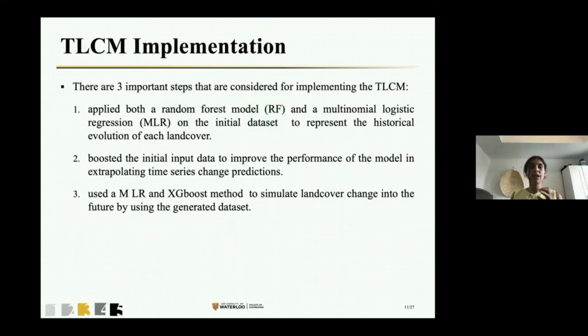So as I mentioned, the process of implementing the time series land cover model is done in three separate steps. The first one was to apply a random forest model and multinomial logistic regression, or MLR, model on the initial data set to represent the historical evolution of each land cover. Then we use the best model from the first step.